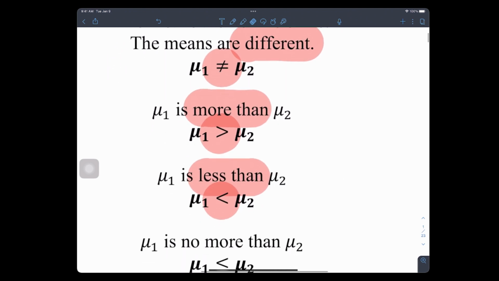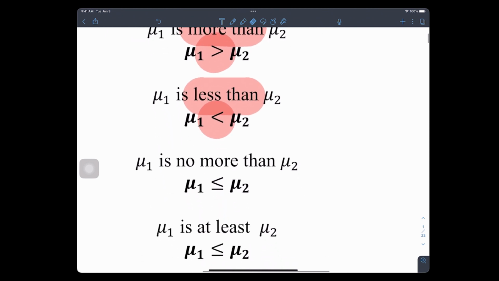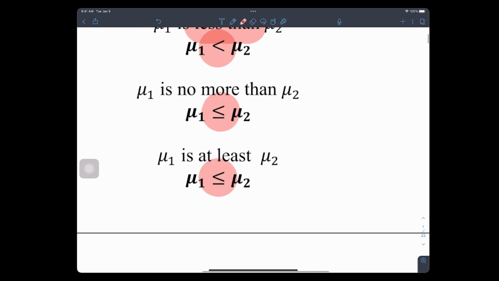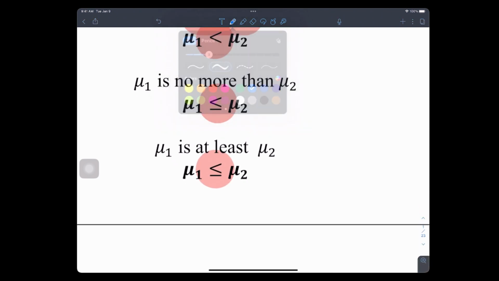So I want to point out the phrase, mu1 is no more than mu2. You guys know that's less than or equal, and at least, oh my God, talk about the typos. Mu1 is at least mu2, it's greater than or equal. So I'm going to keep this, and I'm going to have to fix that when I get home. Note to self.